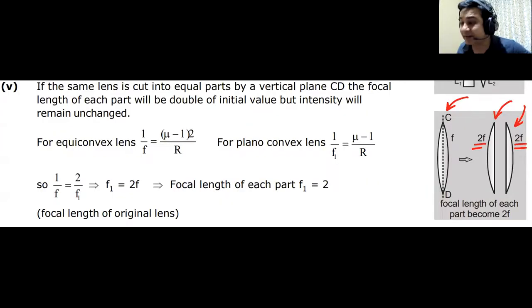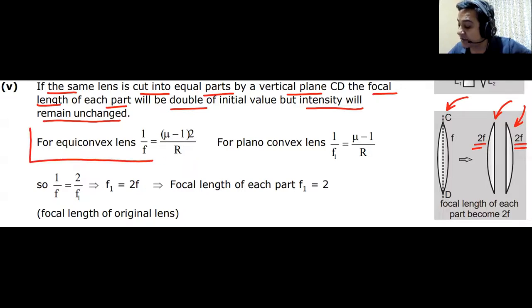That is the correct answer. Intensity will remain same because the diameter has remained same. The aperture has remained same. Do we understand this? Can I have raised hands? Yes, sir. So, if the same lens is cut into equal parts by vertical plane, the focal length of each part will be double, but the intensity will remain same.